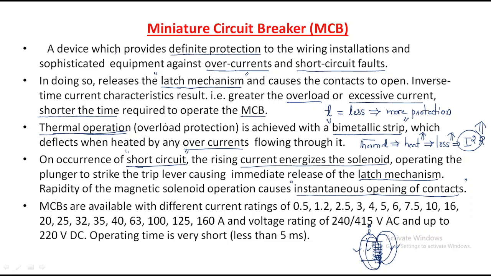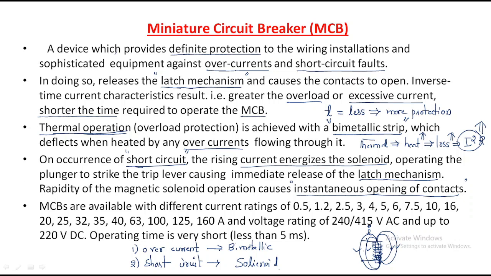So the most important thing here, we have two parts. For overcurrent, the bimetallic strip is operated. What is the bimetallic strip? And for short circuit faults, whenever a short circuit fault is there, it is heavy current, so the solenoid will operate.